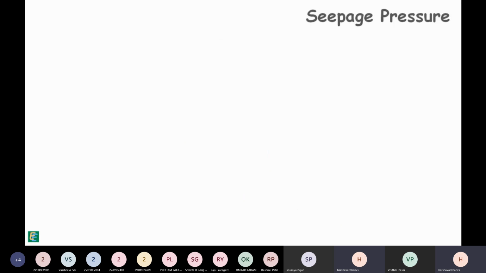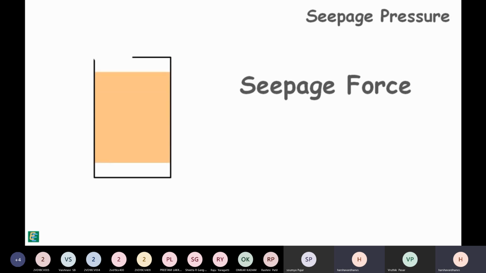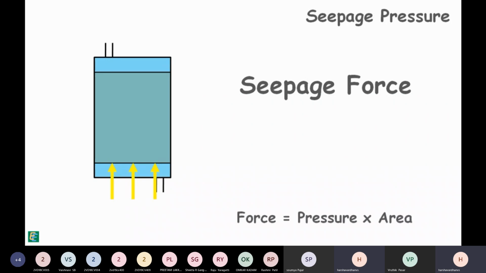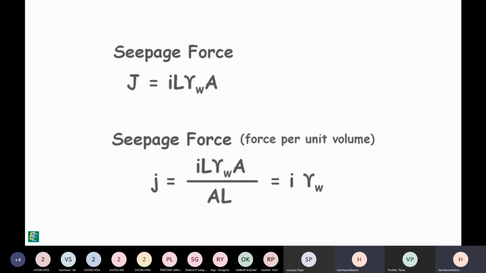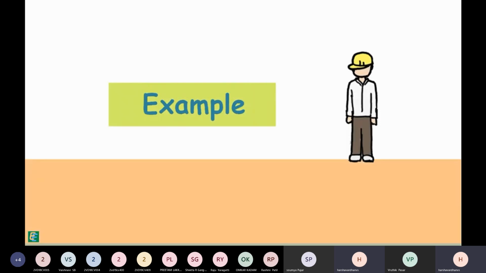Seepage pressure can also be written as seepage force, that is, the force applied by the flowing water to the soil structure. We know force is equal to the pressure multiplied by the area over which it is applied. This is the seepage pressure, and area of the soil sample is capital A, and this force is represented by capital letter G. But seepage force is usually expressed as force per unit volume, and it is represented by small letter j. Take a look at an example of seepage pressure calculations.